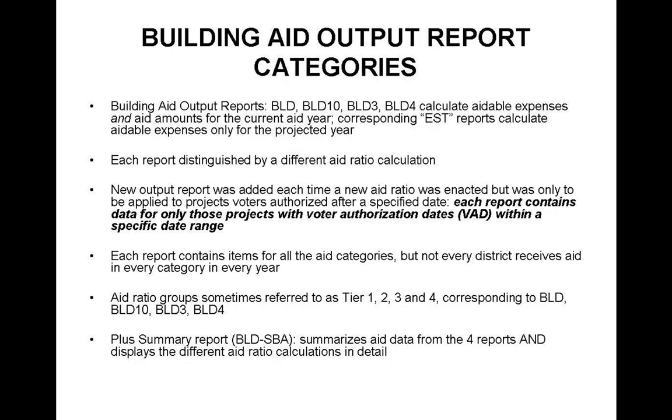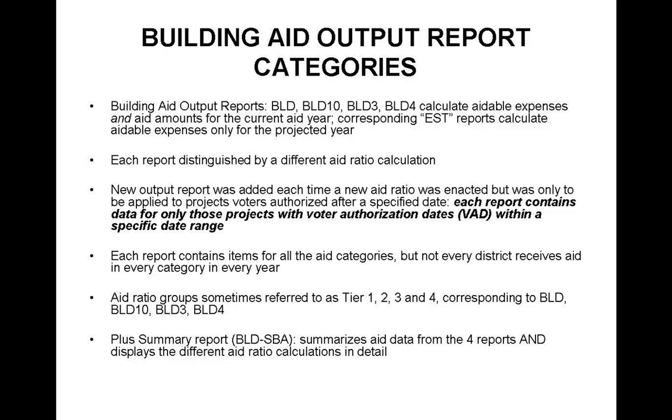The reports are the Bill 10, Bill 3, Bill 4. They're actually distinguished by different aid ratio calculations. That's what makes the difference among all of those. What happened was a new output report was added each time a new aid ratio was enacted by the legislature, but when they did that each time, they only applied it to projects with voter authorization dates after a certain point in time. So each report contains data only for those projects with voter authorization dates within a specified date range.